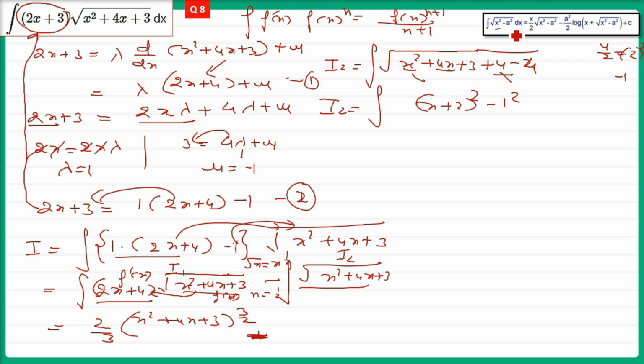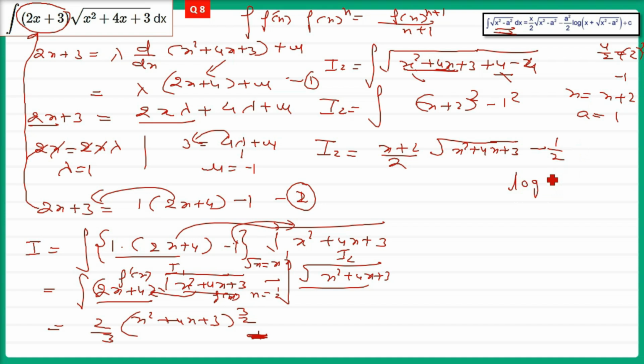Now this is inside a root. So x will be taken as x plus 2, a will be taken as 1. I just missed the under root. Just imagine there is already a root, because we are essentially taking the integration of under root x square minus a square. So under root x square minus a square is x plus 2 by 2. Then under root x square minus a square is x square plus 4x plus 3 minus a square by 2, which is 1 only, 1 by 2.